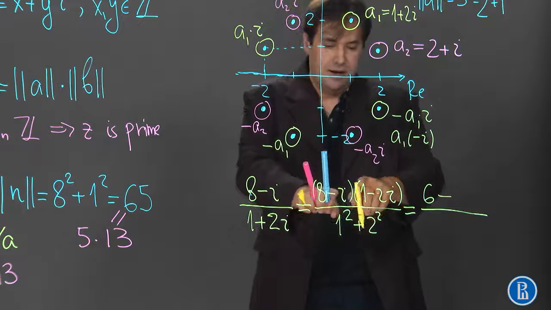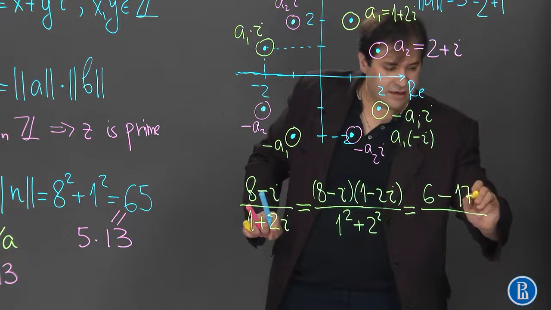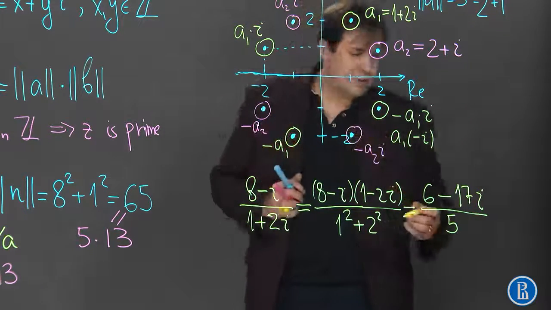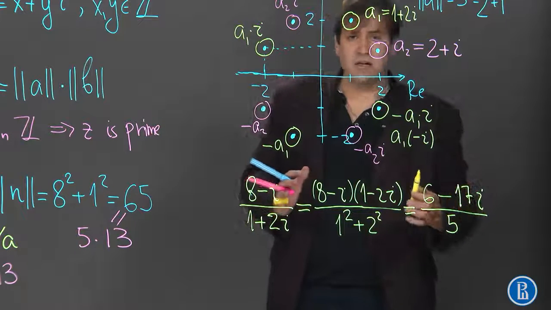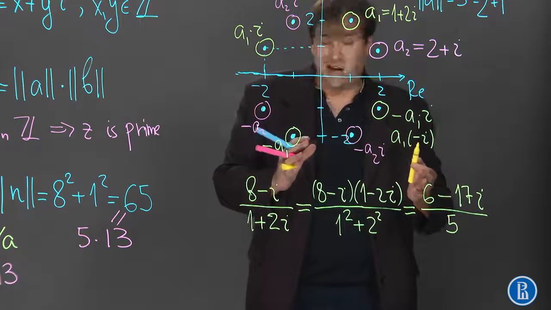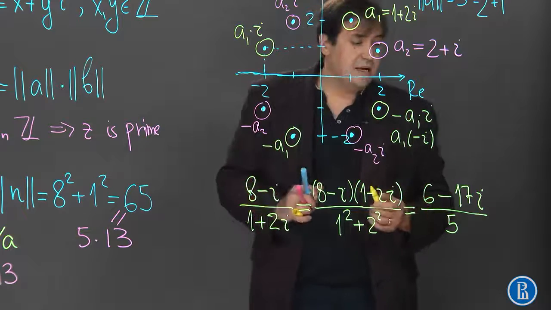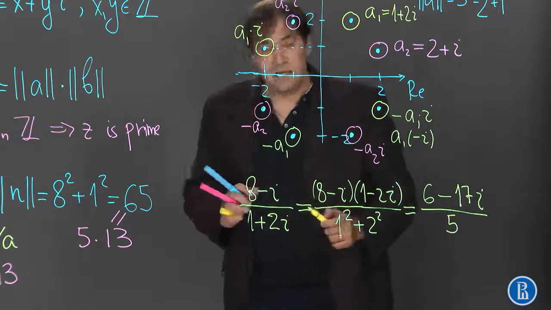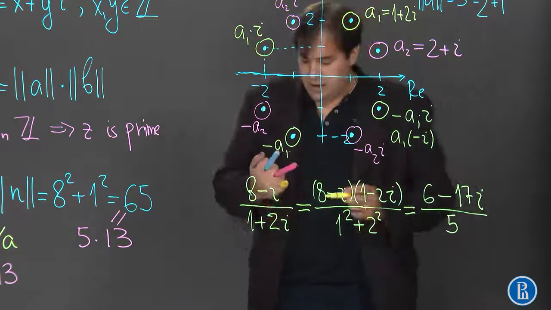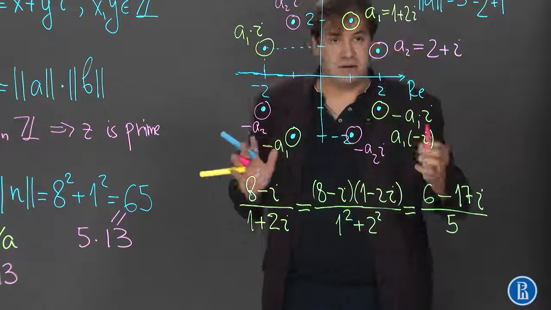Let me check this one. Minus 1 and minus 16. Well, it seems so. Minus 17i over 5. So we understand that when we calculate here the real part and the imaginary part, this complex number will not have integer real and imaginary parts. So 8 minus i is not divisible by 1 plus 2i. Let us now check the second case. So in the first case, we did not find any divisors.